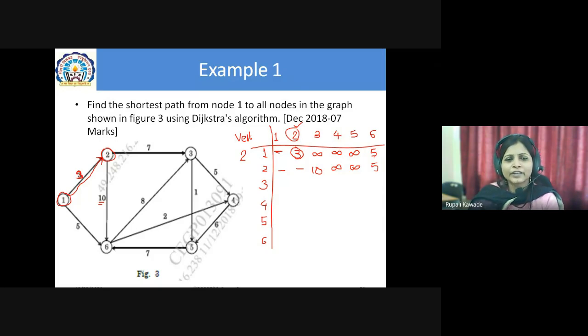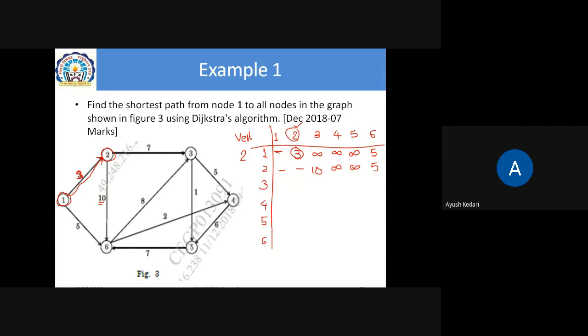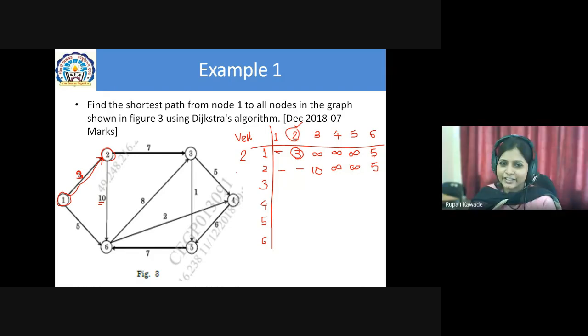So we will by default choose the shortest path or minimum distance. Fine. So now from these given values, which one is the minimum? 5. 6th node, 5. Okay, right. The vertex is the 6th vertex and its distance is 5, right? So the node is the 6th, so we will go here.